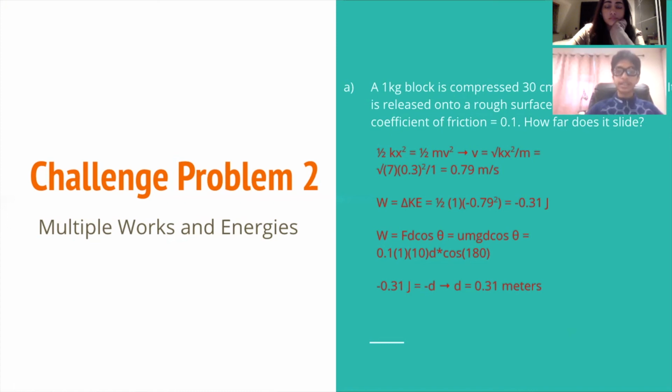And the final step is to set the work energy theorem to the definition of work, which is F d cosine theta. And because friction has F equal to mu mg, we now know that minus 0.31 joules is equal to mu, which is 0.1, times m, which is 1 kilogram, times d, which we need to find, times the acceleration due to gravity, which is approximately 10 meters per second squared, times cosine theta. And here, again, with friction, theta is usually 180 degrees because the block moves one way, friction acts the opposite way. And so we can set that all together and we find that the distance or the displacement will be 0.31 meters.